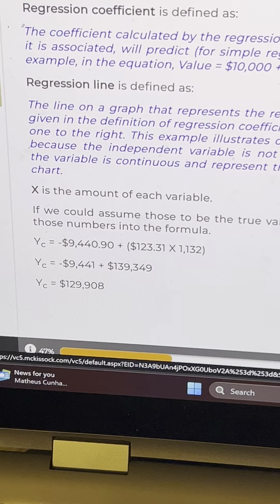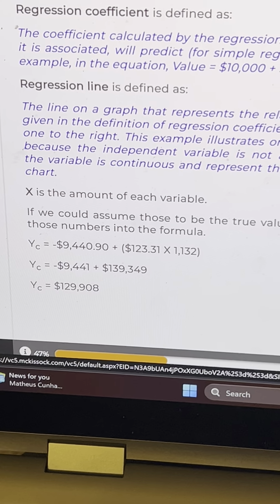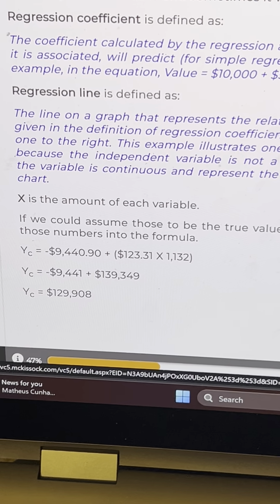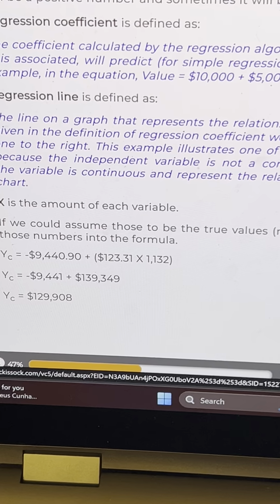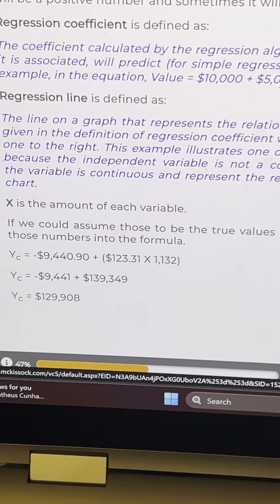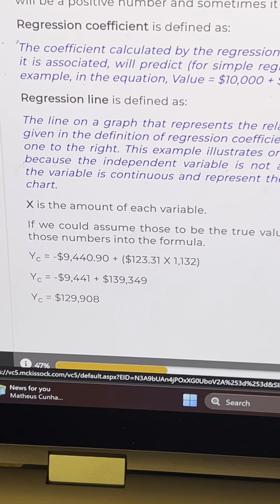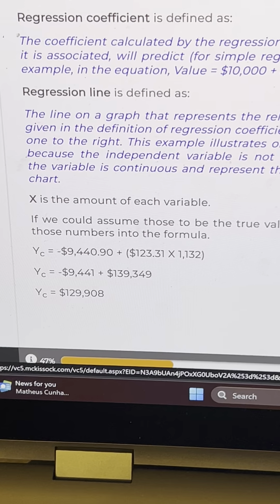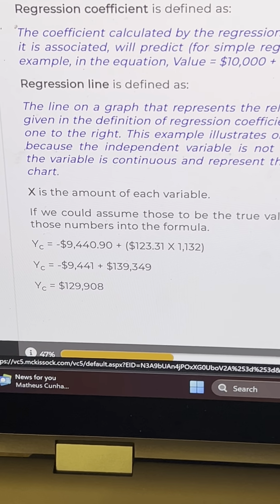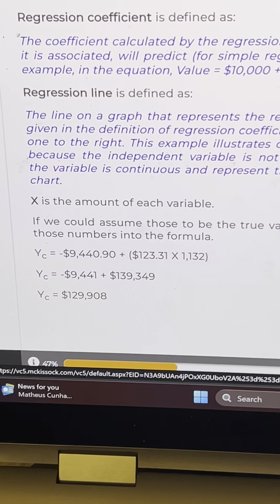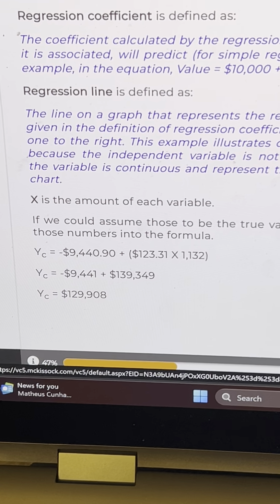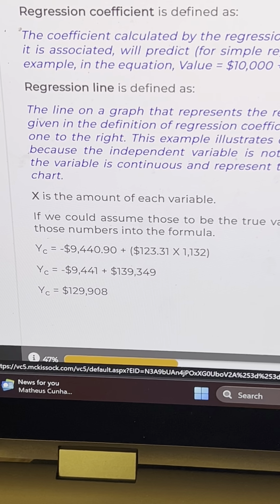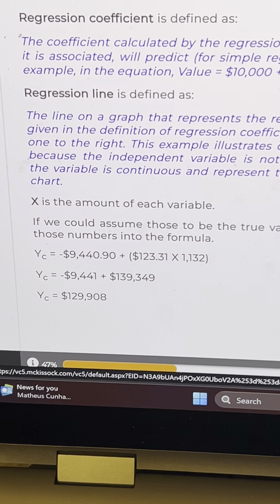Capital Y over lowercase C equals $9,440.90 plus $123.31 multiplied by $1,132. Capital Y over C equals $9,441 plus $139,349. Capital Y over C equals $129,908.